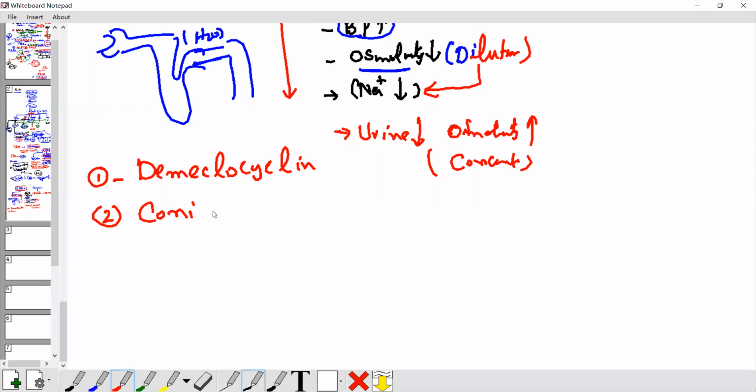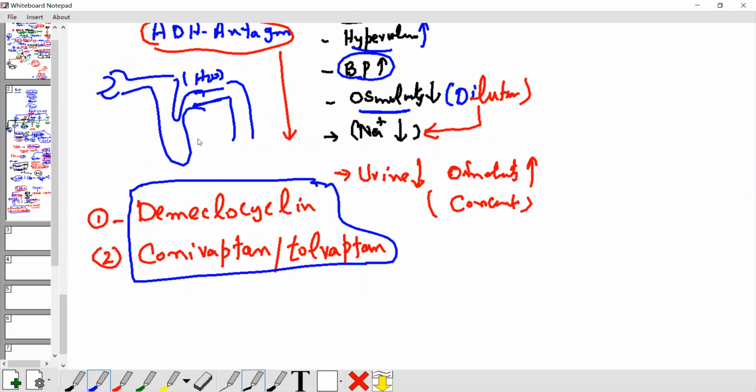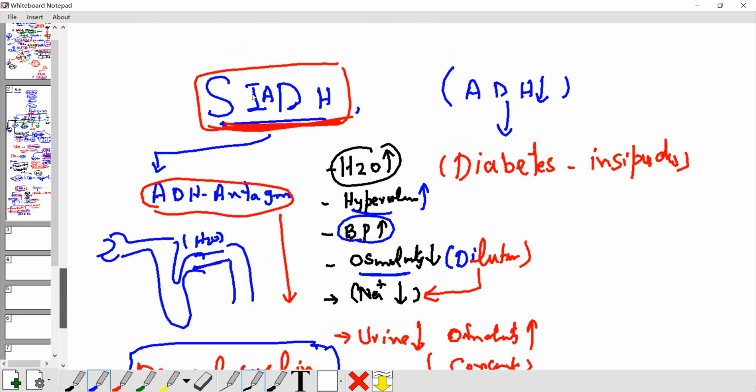The other drugs, second one, conivaptan and tolvaptan. These are new ones. Demeclocycline, conivaptan, and tolvaptan. These drugs block ADH receptors. These are the ADH receptor antagonists, so they do not allow ADH to work. Understand? They block the receptor.